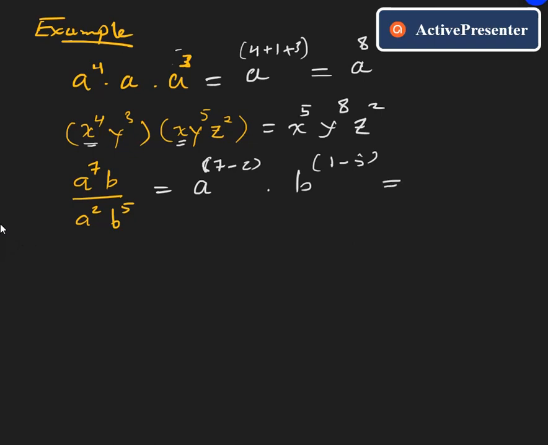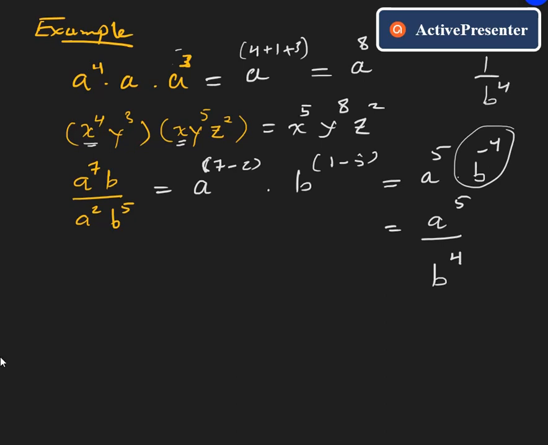So the answer should be a to the power 5 multiplied in b to the power minus 4, equal to a to the power 5 over b to the power 4, because b to the power minus 4 is equal to 1 over b to the power 4.